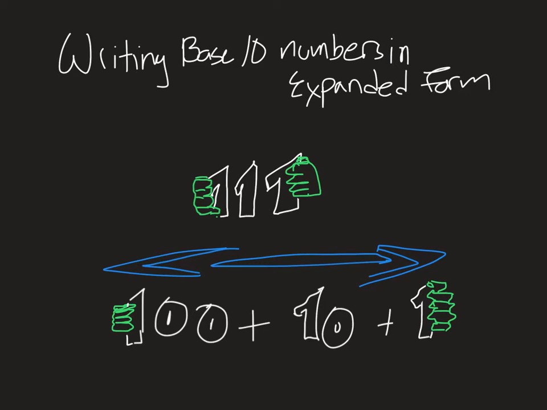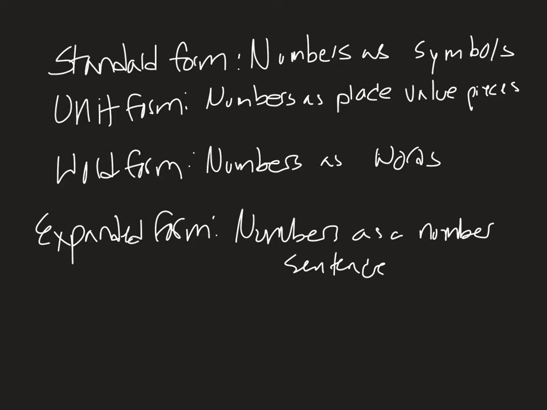Let's take a look and review what each of our forms is. So, quick review says that standard form is numbers as symbols, just how we normally write numbers. Unit form is what we practiced on Thursday and Friday, where we write numbers as their place value pieces. Word form is numbers as words, and expanded form is numbers as a number sentence. We're going to go ahead and take a look at an example of one on the next page.